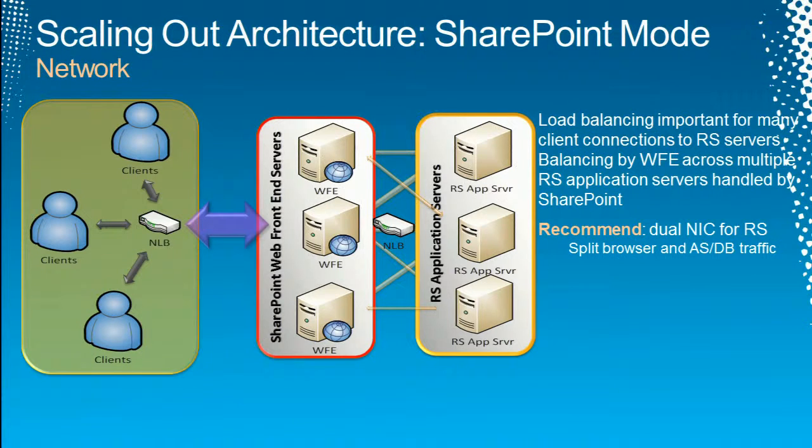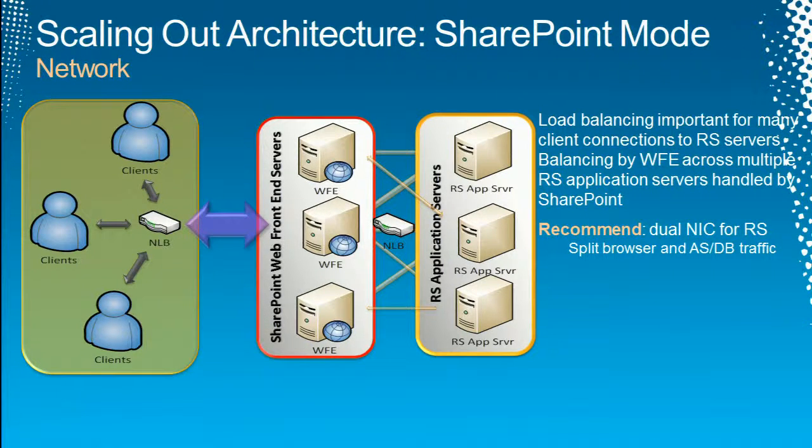So the same dual NIC recommendation applies for SharePoint mode. Now, one hybrid approach that I want to mention is in case of SharePoint, if you don't have an NLB. I've seen a couple of scenarios with customers where if you don't have another NLB for the web front end, then you could essentially merge these two layers, where you have the app servers and the web front end running.